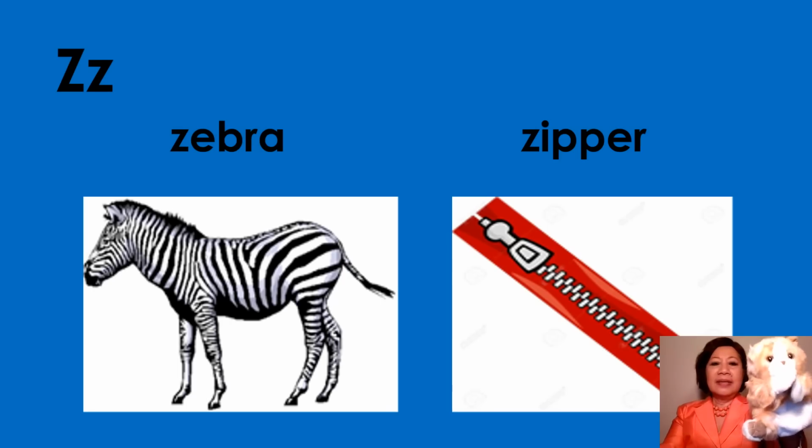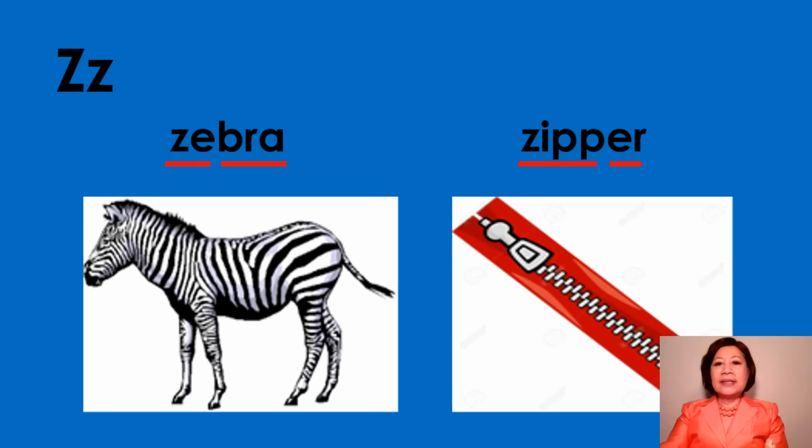Z. Z says Z as in zebra. A zebra has a unique pattern of distinctive stripes. Z. Z says Z as in zipper. A zipper is a fastener used to open or close a garment or a bag.